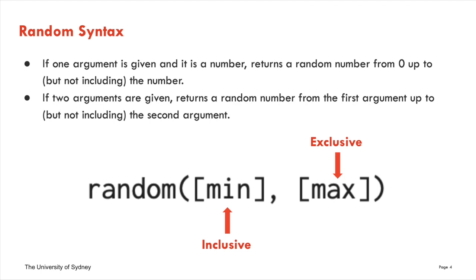So, how might we use the random function? Well, the random function accepts either one or two arguments. If one argument is given, then the function returns a random number from 0 up to, but not including, the number that you have made your argument with. If two arguments are given, the function returns a number from the first argument up to, but not including, the second argument. The key takeaway for the random function syntax is the first value is inclusive, meaning it is included, and the second argument is exclusive, meaning it's not included. Let me show you an example of how this all works.